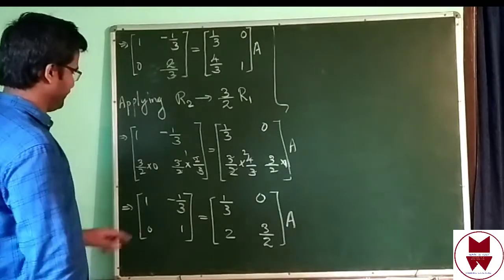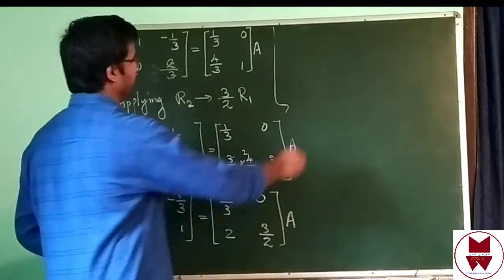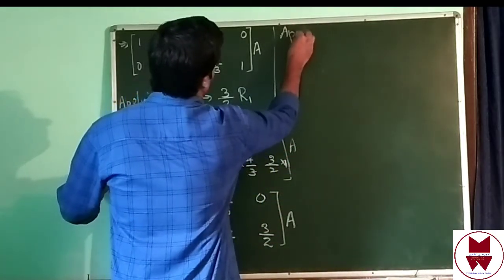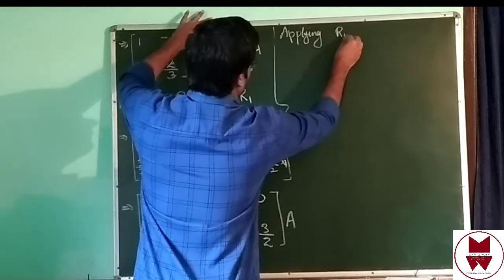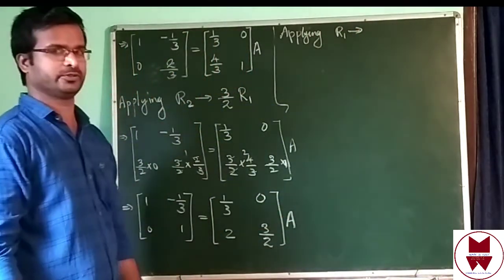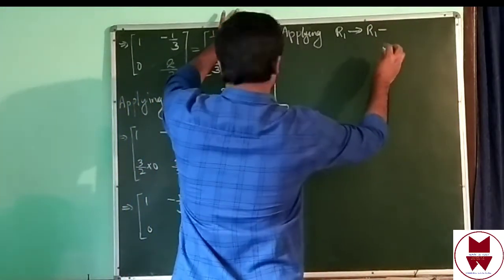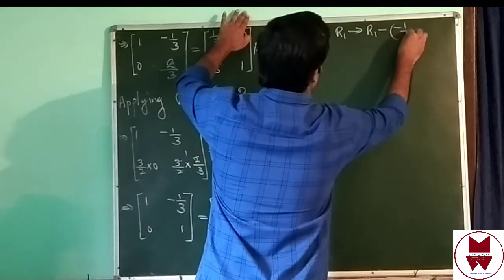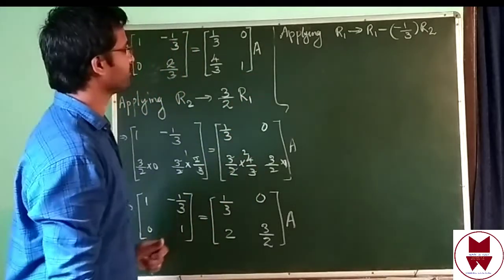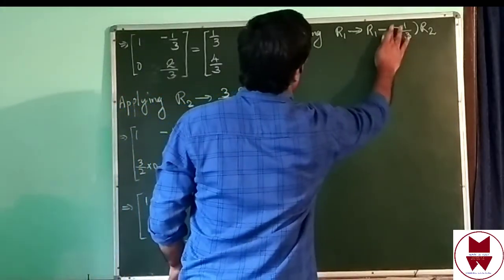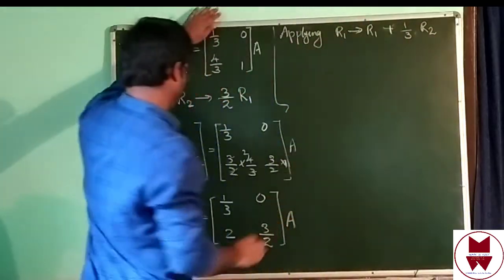Now, we have to make the minus 1 by 3 into 0. For that, applying R1, we are going to change R1. It is R1 minus 1 by 3 R2. Here, minus into minus we can write commonly plus. That is the next step.